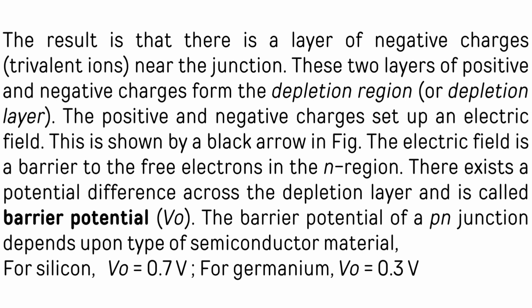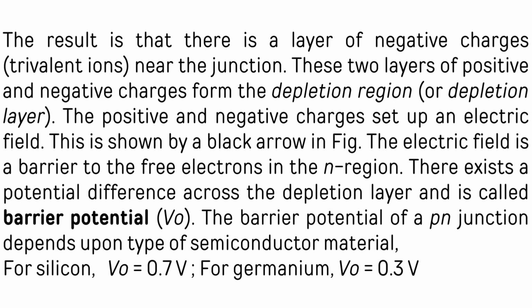These two layers of positive and negative charges form the depletion region. The positive and negative charges set up an electric field. This is shown by a black arrow, as shown in the figure. The electric field is a barrier to the free electrons in the n region. There exists a potential difference across the depletion layer, called the barrier potential. The barrier potential of a p-n junction depends upon the type of semiconductor. For silicon, it is 0.7 volts. For germanium, it is 0.3 volts.